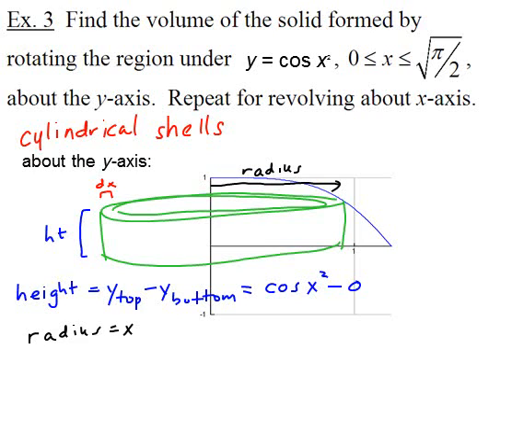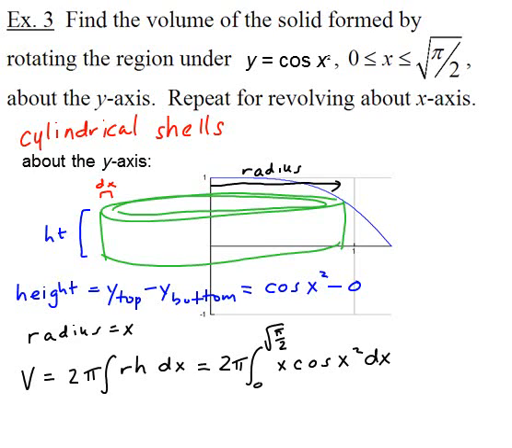Using 2 pi times radius times height, we find the volume to be 2 pi times the integral from x equals 0 to x equals square root of pi over 2 of x times cosine x squared dx.